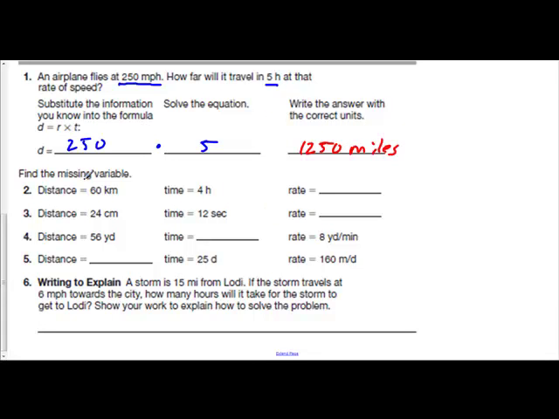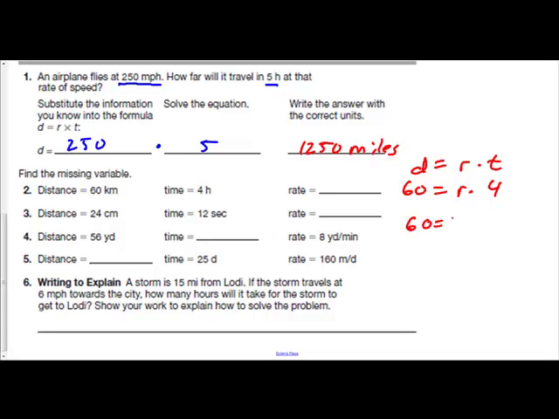Take a look. It says find the missing variable. Well, the distance is 60. The time is 4 hours. So they want to know the rate. So let's write out our formula. Distance equals rate times time. They give us the distance, which is 60. And they give us the time, which is 4. They did not give us the rate.